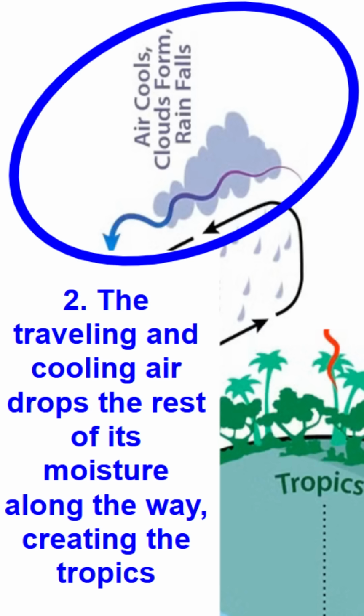The second leg of the circulation brings the lofted air thousands of miles north and south of the equator. In the process, the rest of its moisture is dropped as rain as it continues to cool up high. This produces the lush, wet band we know as the tropics.